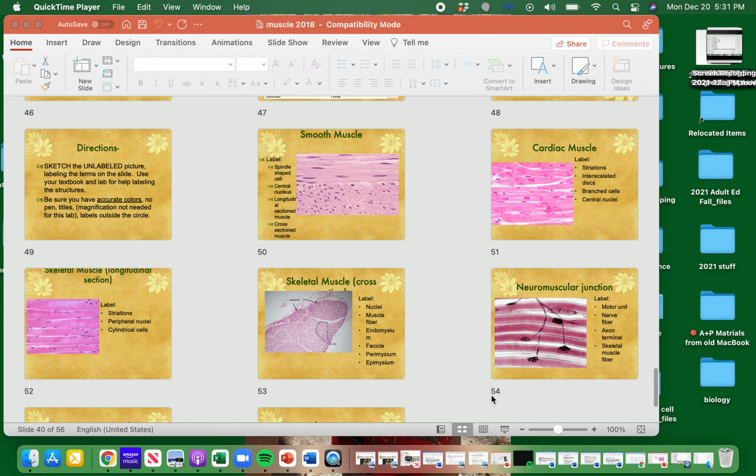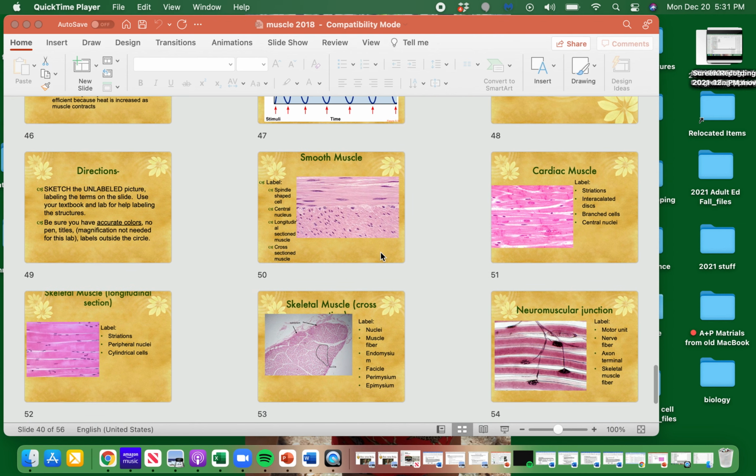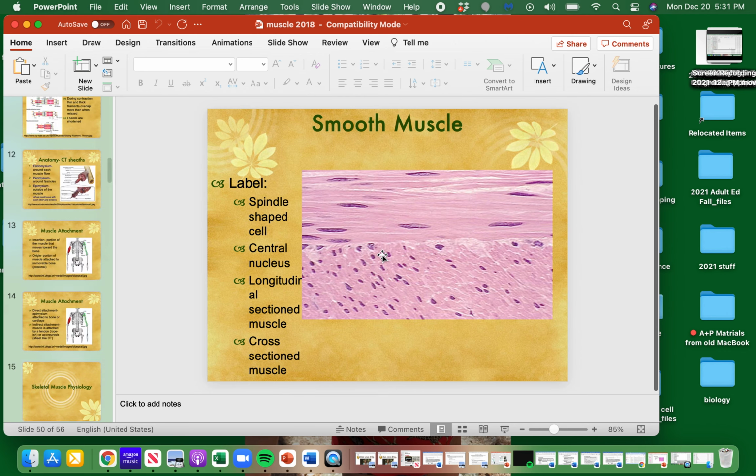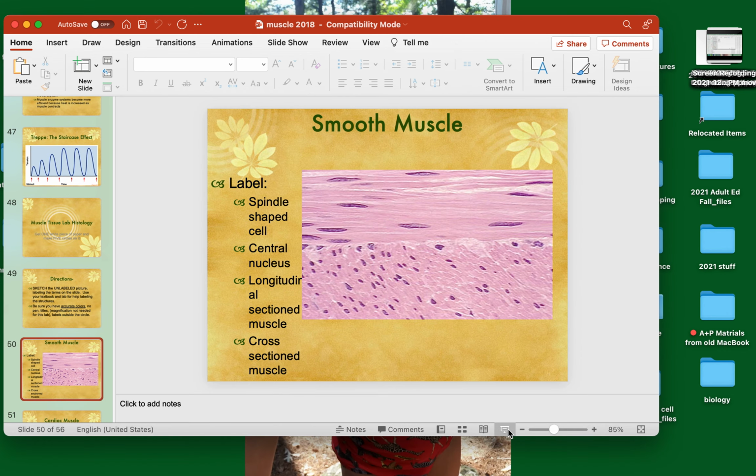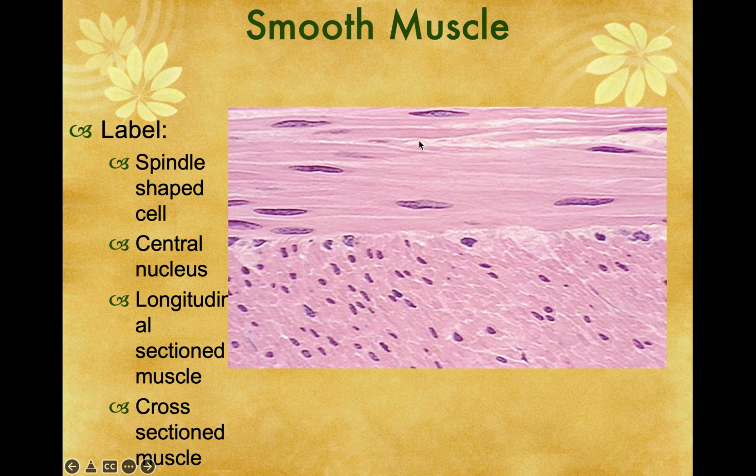Okay, so we're going to start with grading your histology lab. So this is your smooth muscle cells. You should have labeled, first of all, it should be pink and purple. It should have a title that says smooth muscle. It does not have to have a magnification.